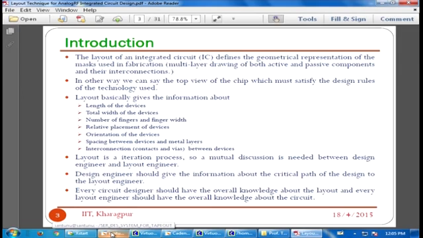Next thing is spacing between the devices and metal layers. That is more important, because if you put metal layers side by side, then more parasitics will come. And also if you use lower metals, then substrate capacitance will come. So you have to choose the metal layers judiciously. For example, for signal layers, you will choose the middle level layers.